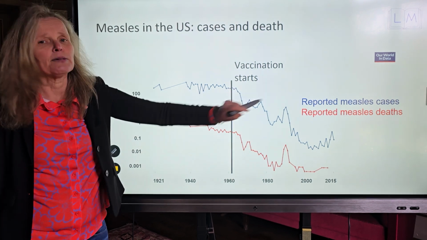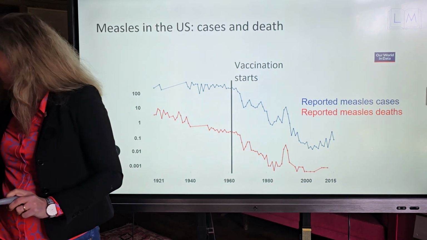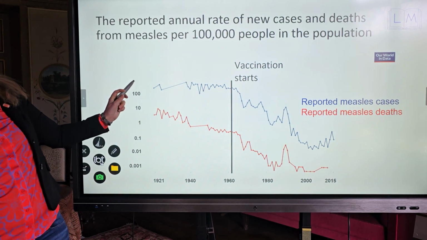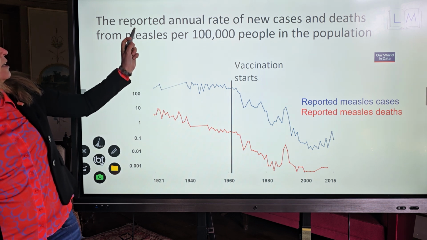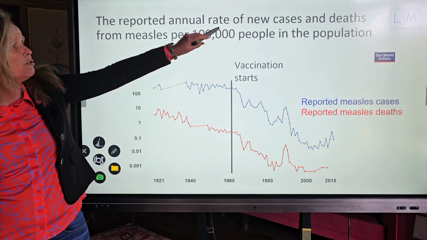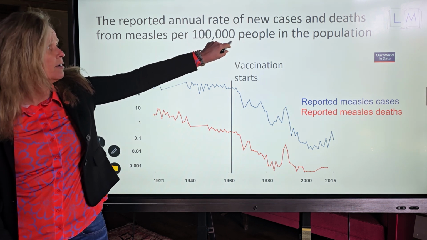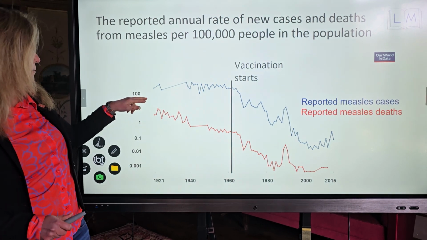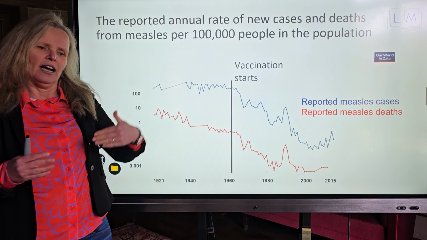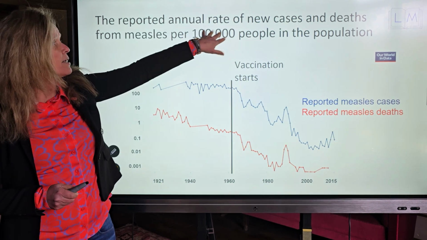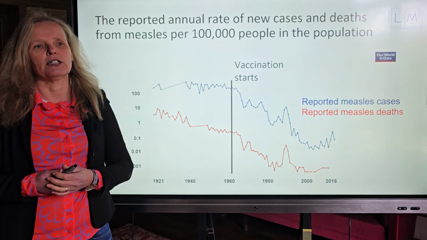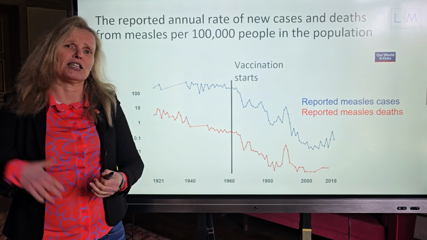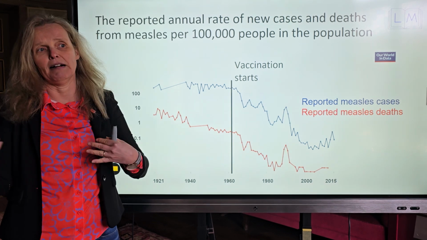What can we see for the measles cases? So these are cases: the annual rate of new cases and deaths per 100,000 people in the population. And that's just to have it a little bit easier, because over time the American population has increased, and so now you can compare apples with apples.